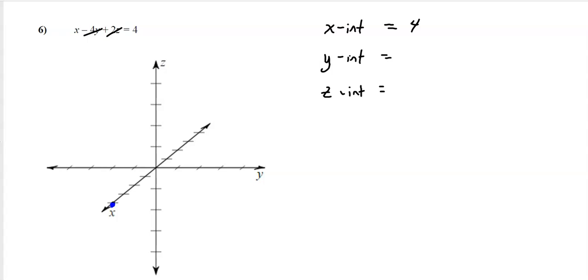Then for the y-intercept, negative 4y equals 4. If I divide both sides, it looks like y equals negative 1. So on the y-axis, I'm going to go over here to negative 1. And then for the z-intercept, well, for the z-intercept, it looks like z equals positive 2. So the z-intercept is positive 2, which would be right there.